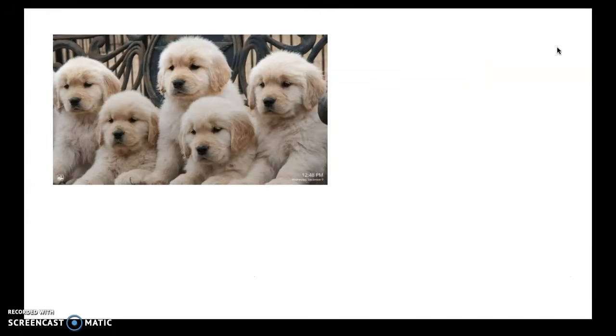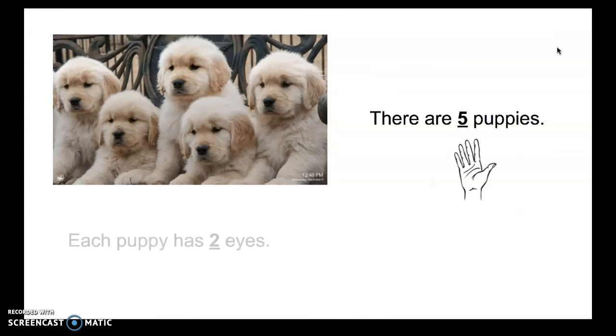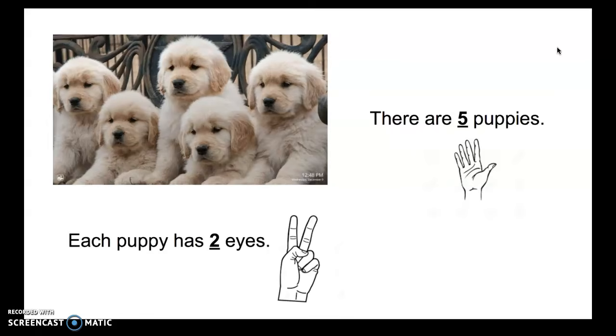Now back to our puppies. Let's make some quantitative observations. There are 5 puppies. Each puppy has 2 eyes. If we were actually with these puppies, we could measure their height and weight. Those would also be quantitative observations.